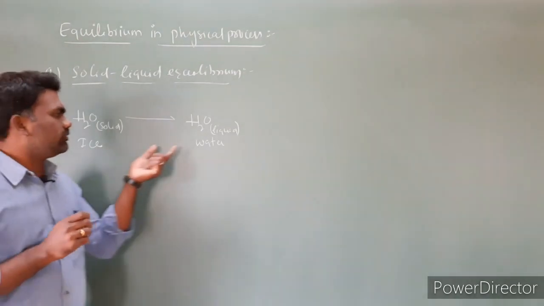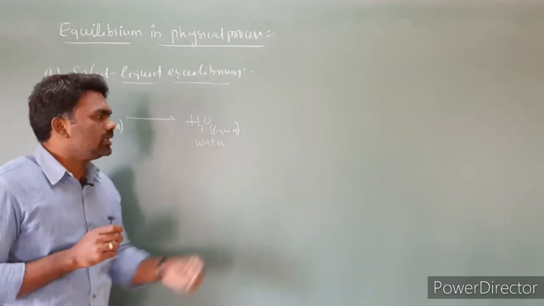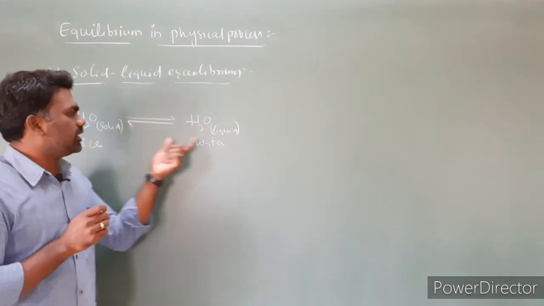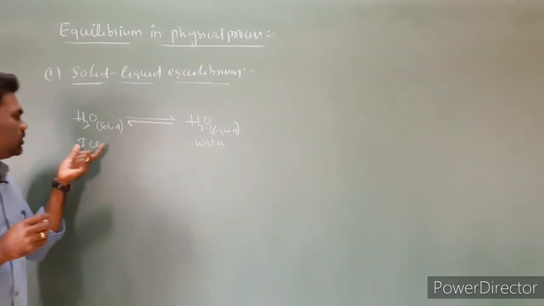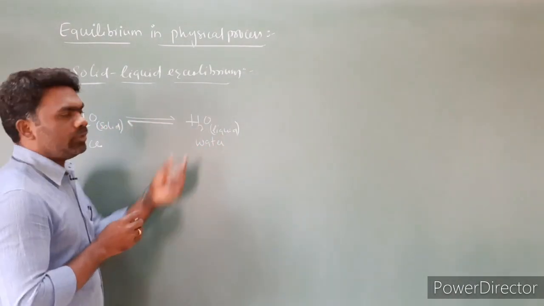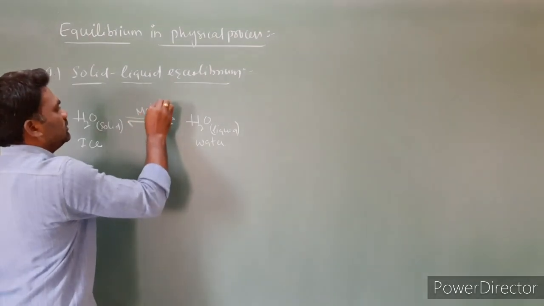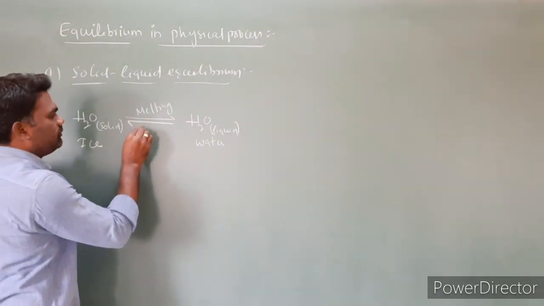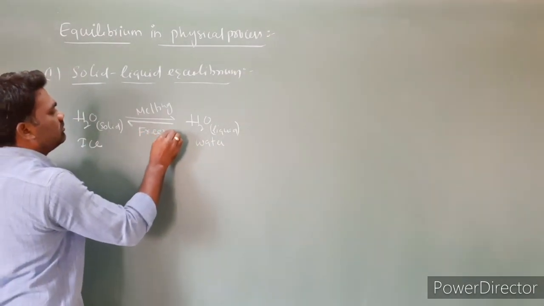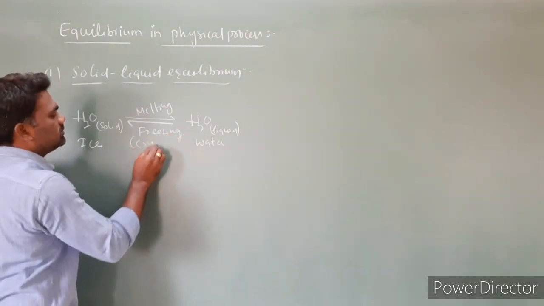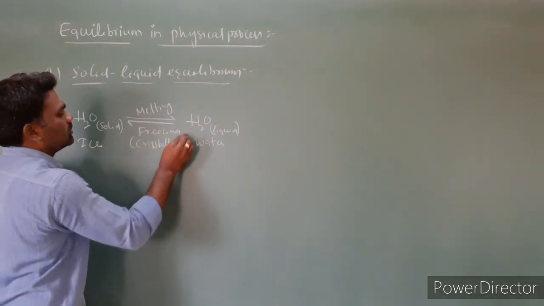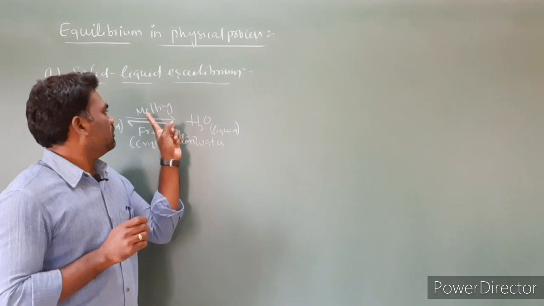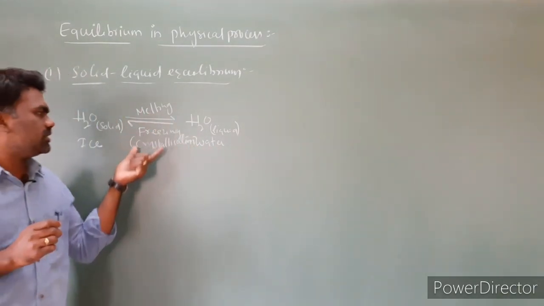That means ice is converting into water, and in turn, water is converting into ice. When the temperature increases, the ice converts into water. When the temperature decreases, water converts into ice. So the conversion of ice into water is melting, and the conversion of water into ice is freezing, or crystallization.